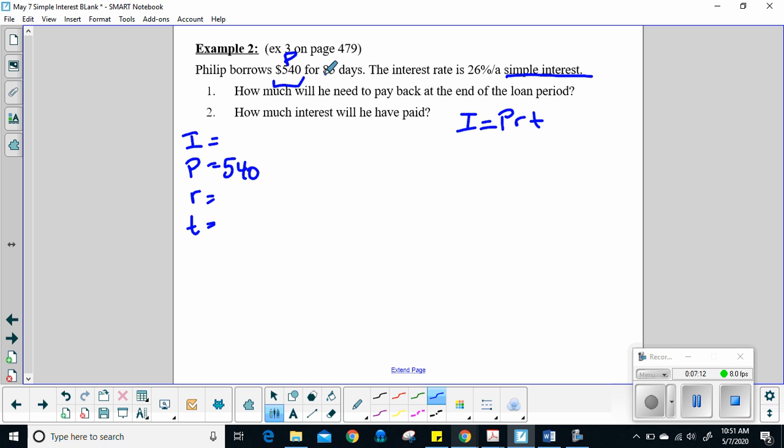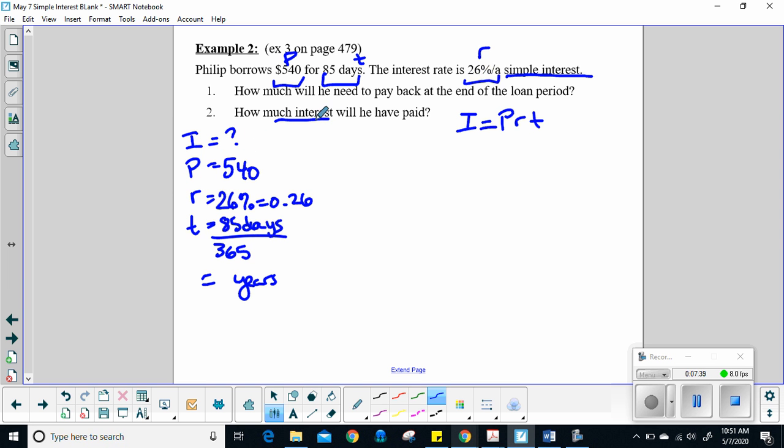Okay. I'm borrowing it for 85 days. So there's my time. And because it's not in years, I have to divide that by 365 days to get years. Right? Because I need my time in years. My interest rate is 26%. So remember 26%, that's going to become 0.26. And I need to figure out how much interest he will have paid. And I need to know that in order to figure out how much he has to pay back at the end. So nice straightforward. I equals PRT.